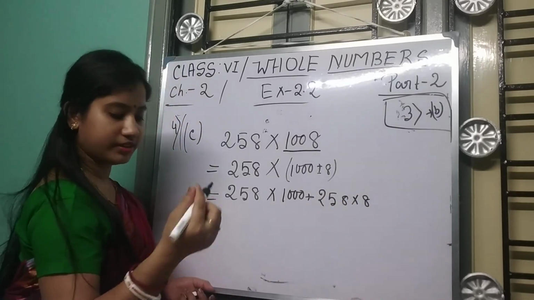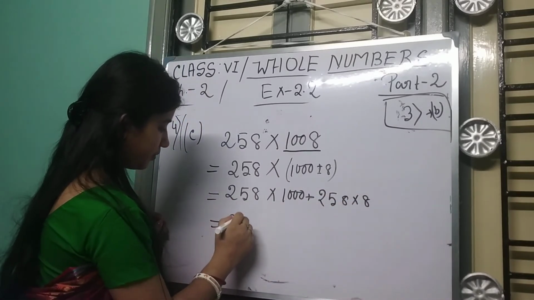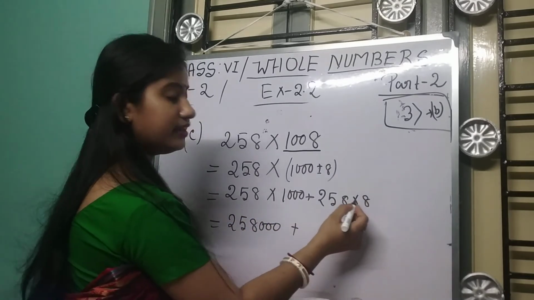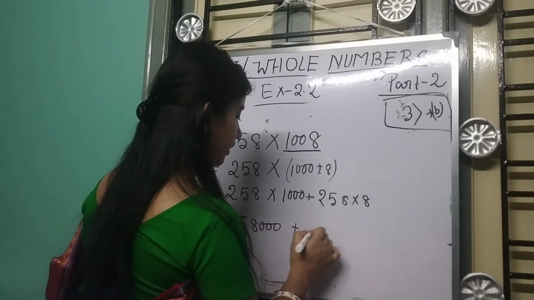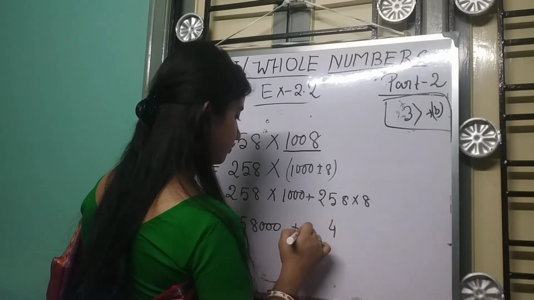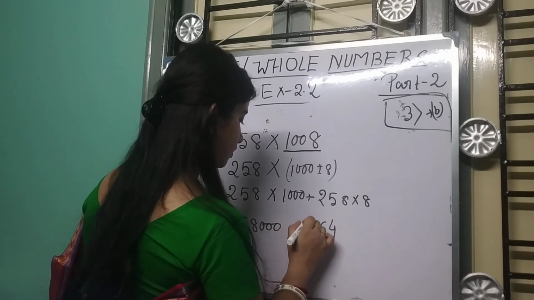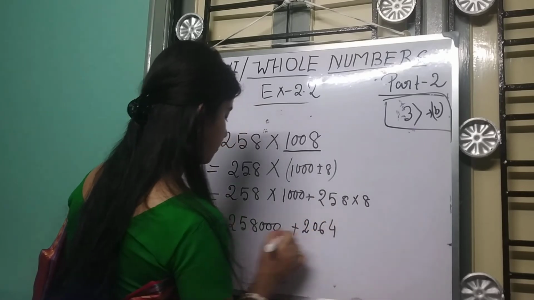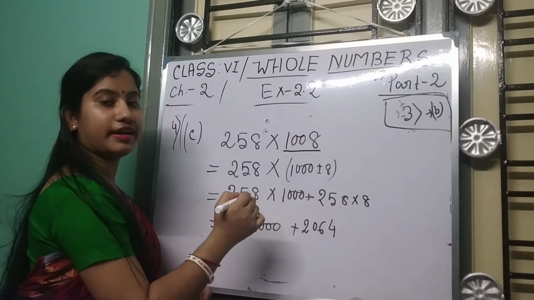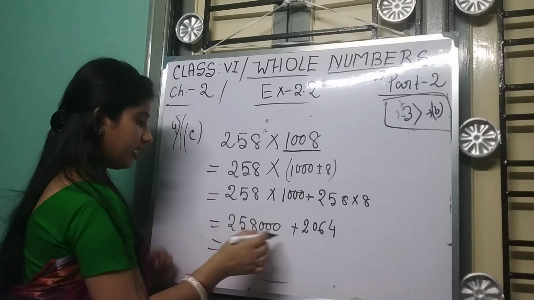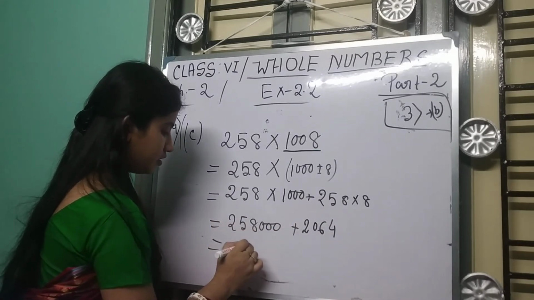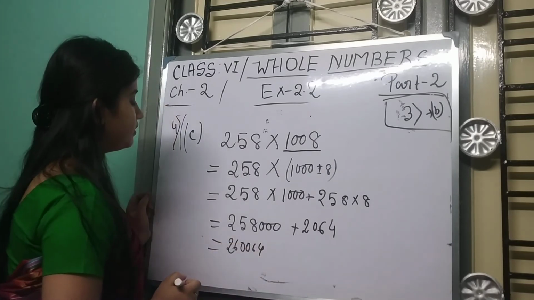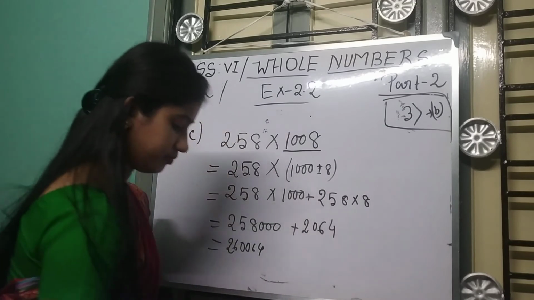the second number, that means 8. Now we get 258 into 1000, that is 258 with 3 zeros, plus 8 into 258. Now multiply 258 by 8, we get 2064. Now adding these two numbers, we get 2,60,064. This is the product value.